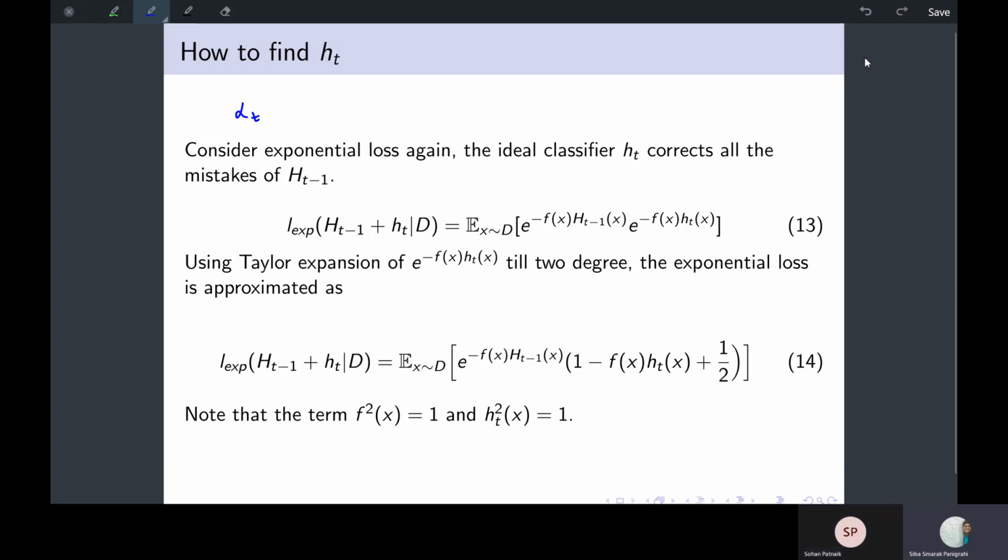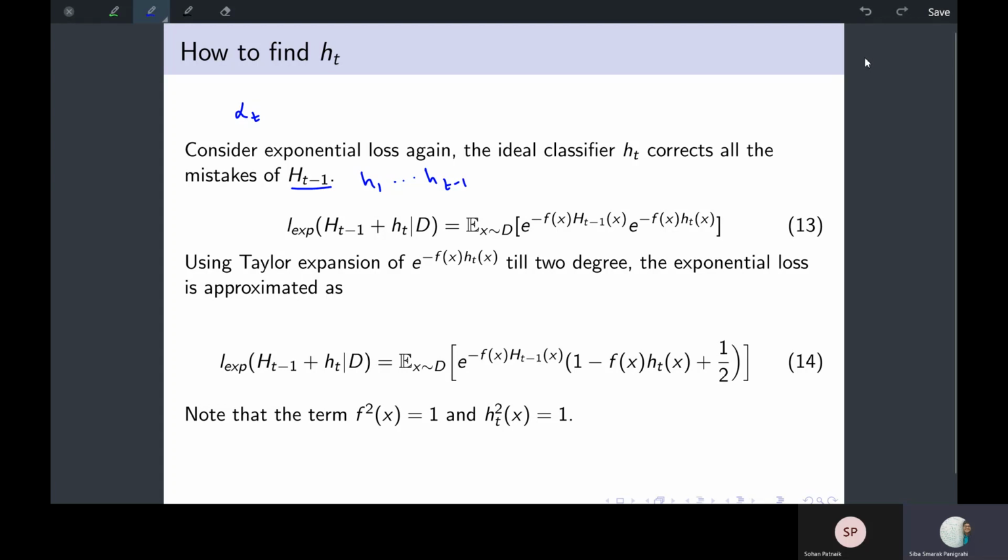We have the ensemble of all the classifiers from small h1 till small h(t-1), and they have ensembled to form capital H(t-1). Now how to find HT? If we add HT to the current ensemble, it will minimize the loss. So how to find the loss? As we have seen, it is the expectation of e to the power minus f(x) into H(x). So what is H(x) here? H(t-1) plus HT.